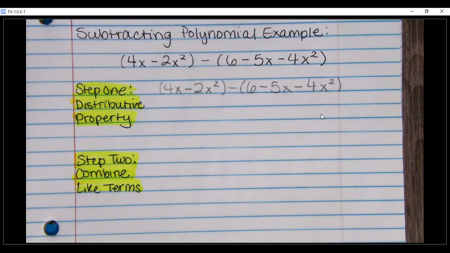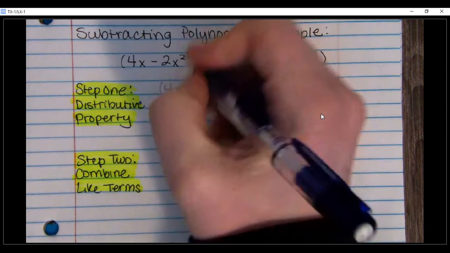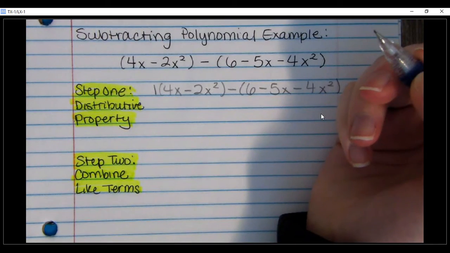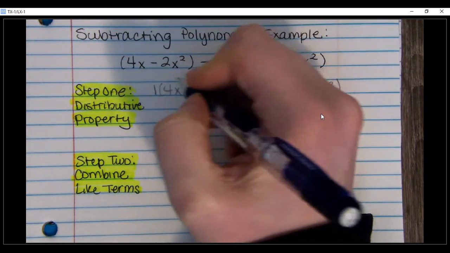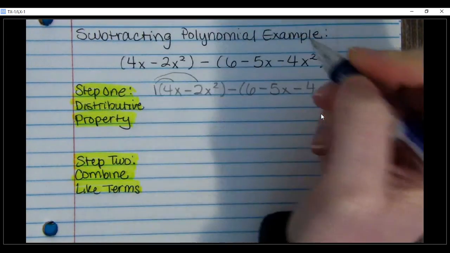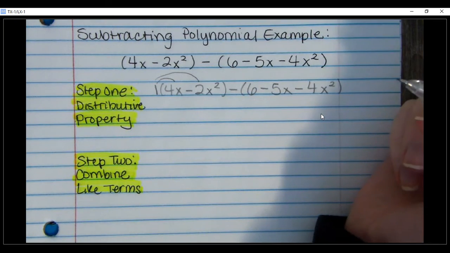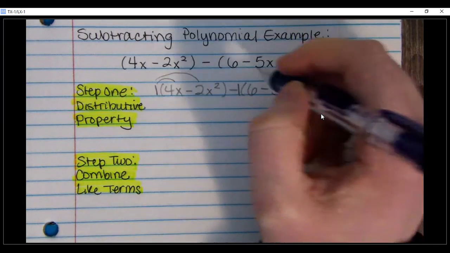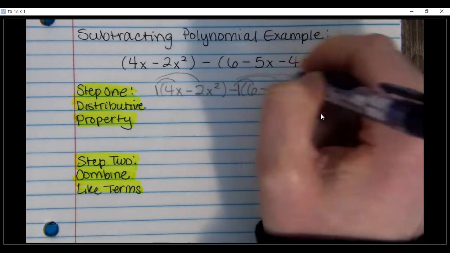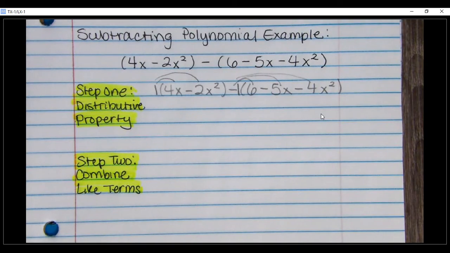Super, super important to do distributive property. I cannot emphasize this enough. Technically, there is a 1 in front of that first set of parentheses. You don't technically need to do that, but it's good to get in the habit, because when you get to this one right here, that negative sign, that negative is actually a -1 that needs to be distributed to everything in that second set of parentheses. I guarantee you, if you don't do this, you are going to get it wrong every single time.